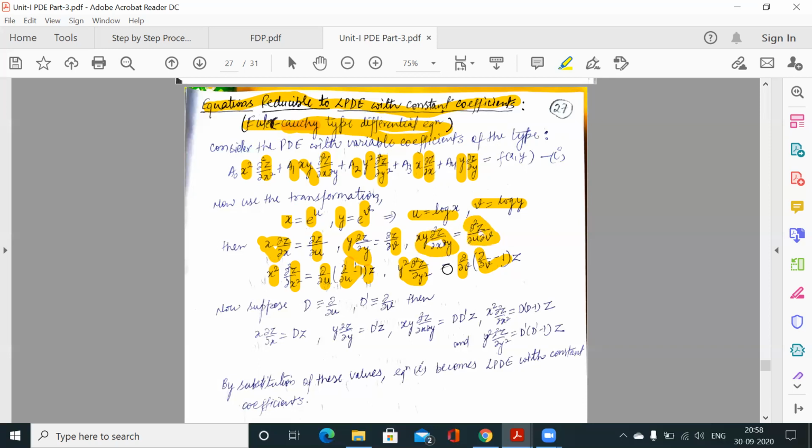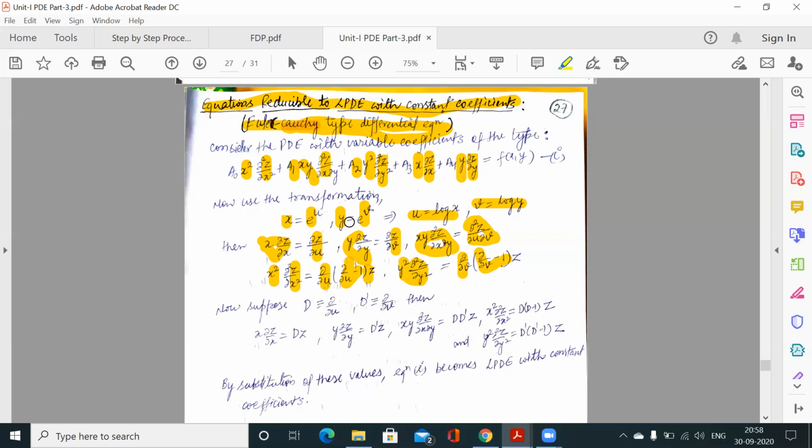You can go through the proof of this, because you simply have to differentiate. Because we have converted x into u and y into v, del z over del x would be equal to del z over del u into del u over del x. And what is del u over del x? 1 over x. So x would go to this side, so x del z over del x is equal to del z over del u.